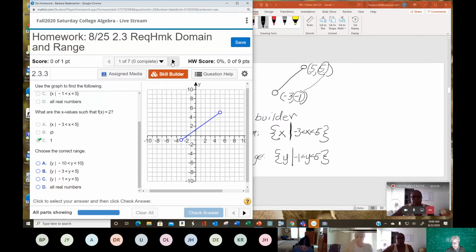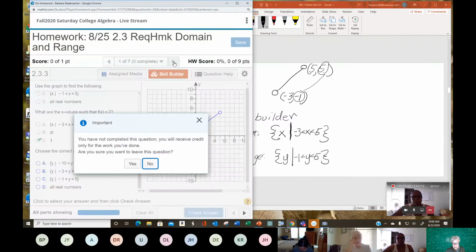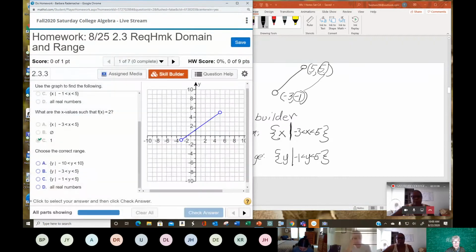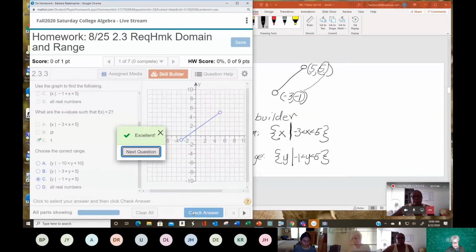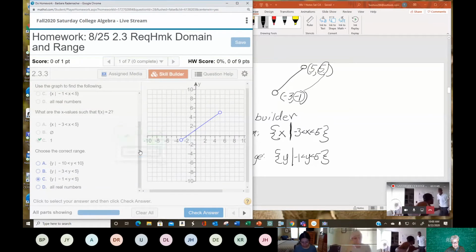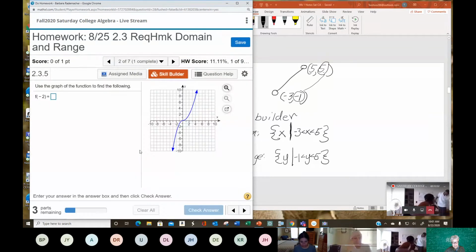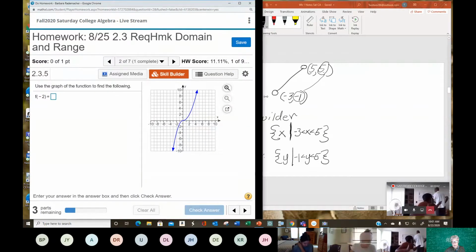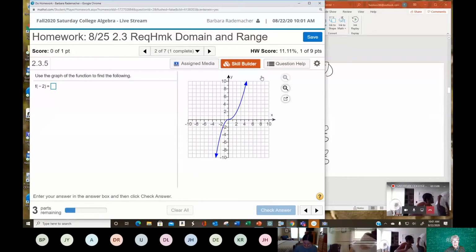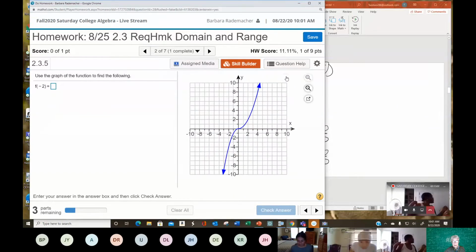Okay, let's look at another one. Oh, I have not completed. Sorry, but that's good to know. Check answer. Yes. It's not just picking up the look in the mirror. Now let's look at this one.